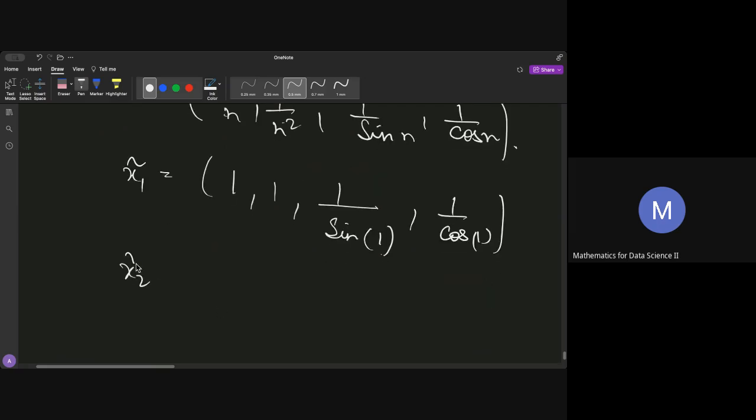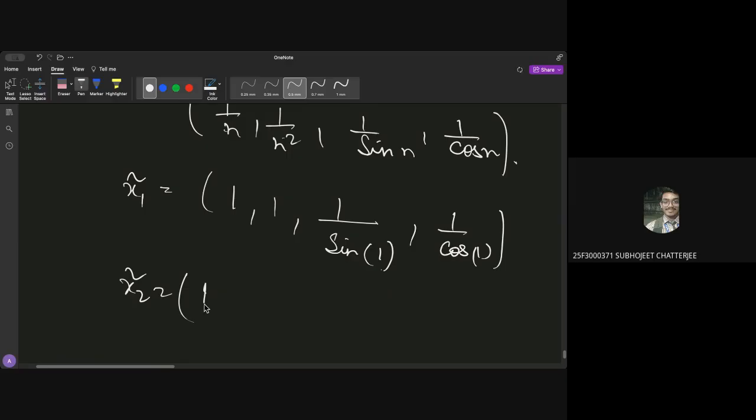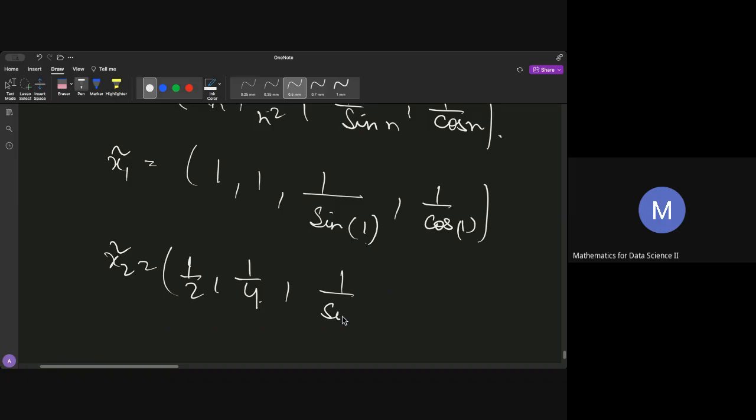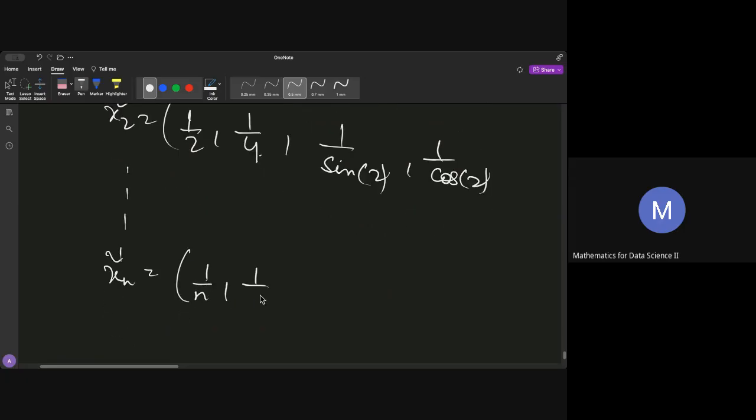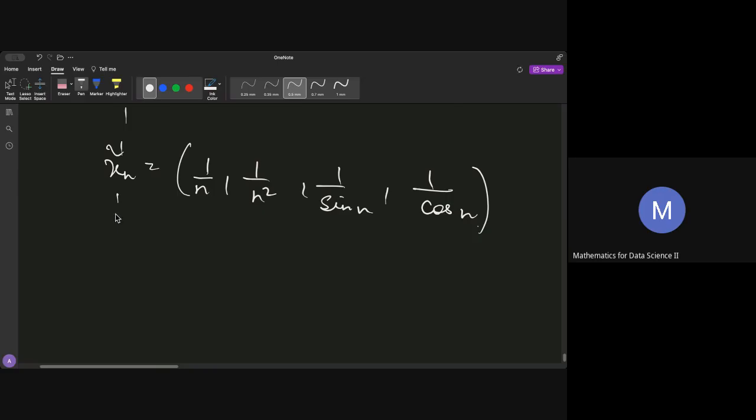Then the second will be 2, 1/2, 1/4, 1/sin 2, 1/cos 2, and then so on. Then you will have x̃n, so the nth element will be 1/n, 1/n², 1/sin n, and 1/cos n. Because it never stops, it will keep going on. Then you will have x̃n+1, x̃n+2, x̃n+3, and so on.